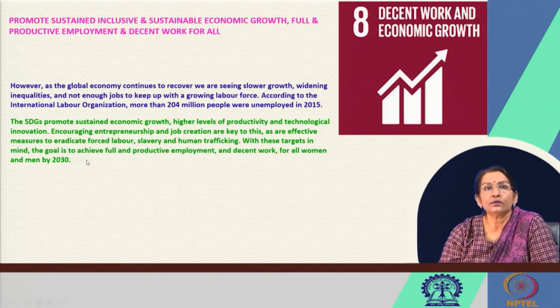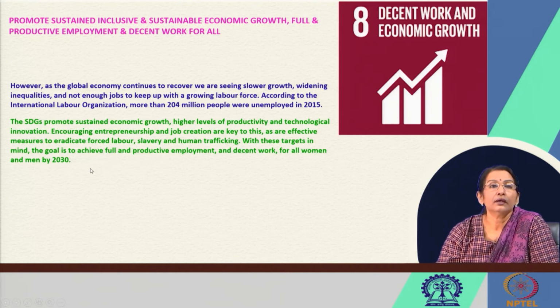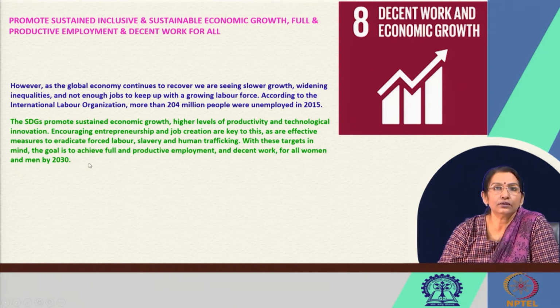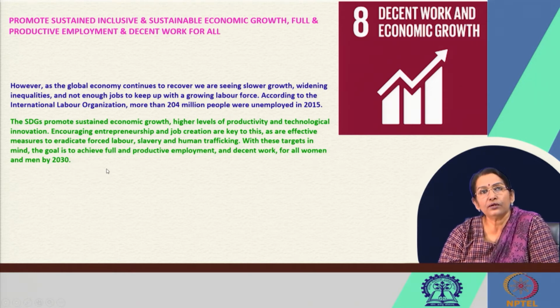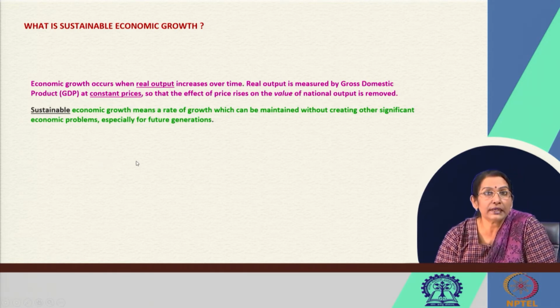And all these social challenges have to be resolved to ensure better job employment, better skilled manpower, and move towards economic growth. For this, all these three domains, people, planet, and prosperity, have to be put together to work in an integrated way. So what is sustainable economic growth? Economic growth occurs when real output increases gradually over time.